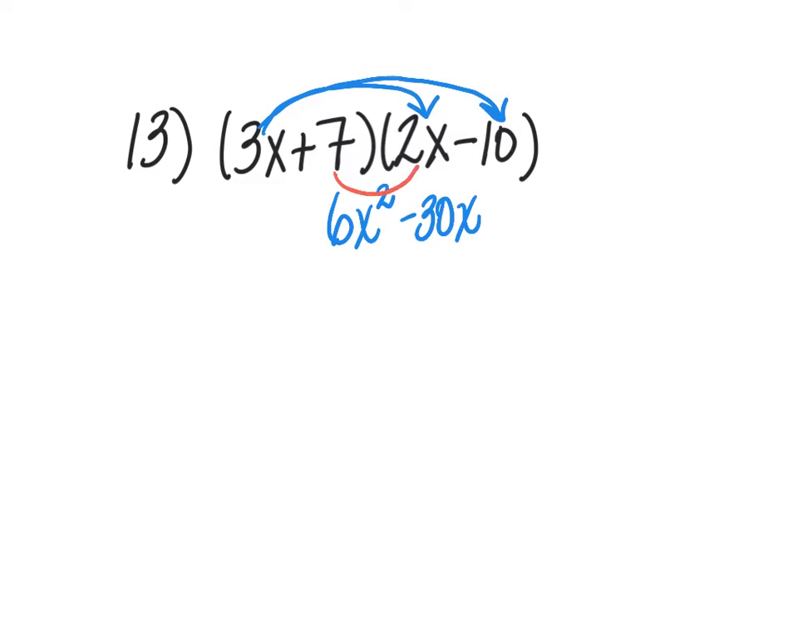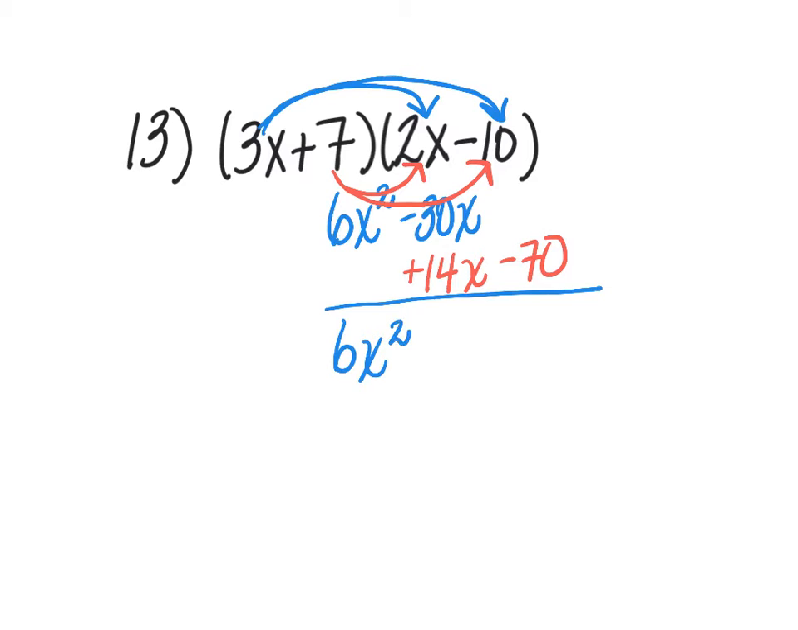7 times 2x is a positive 14x. And then 7 times negative 10 is negative 70. So now I'm finished distributing. It's time to combine like terms. I'll bring down the 6x squared. Minus 30x and positive 14x are like terms. When I combine them, that's a negative 16x minus 70.